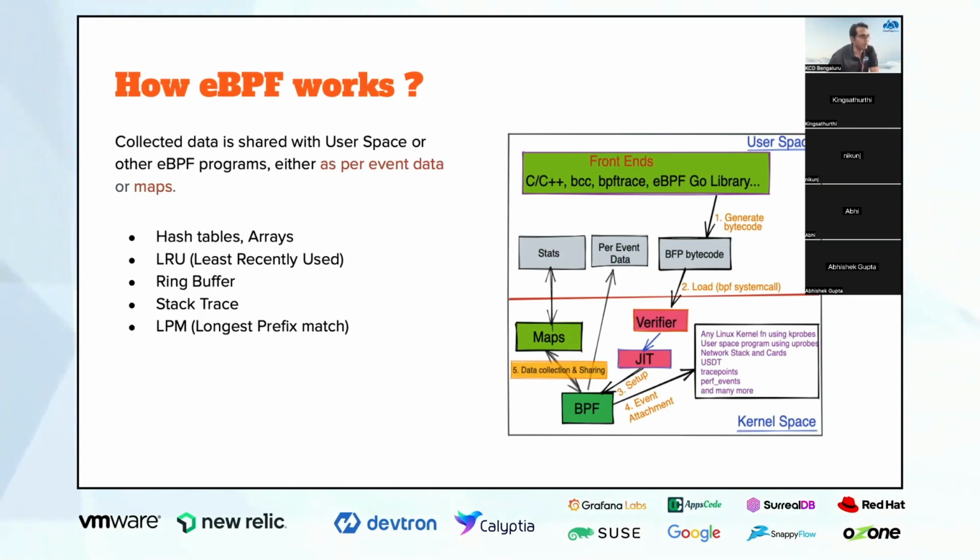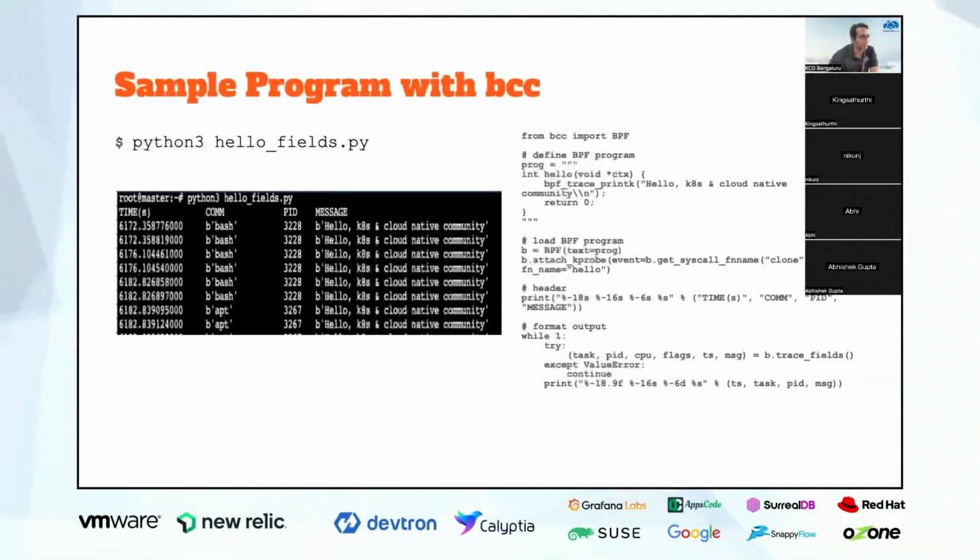So let's go back. Other than that, these are the different kinds of maps we can have. These maps can be arrays, hash tables, string buffers, stack traces, and so on, which I can send from the kernel space to user space with the help of maps. That is how it is being done.